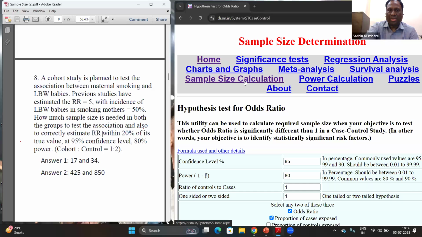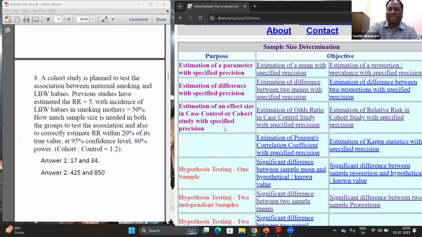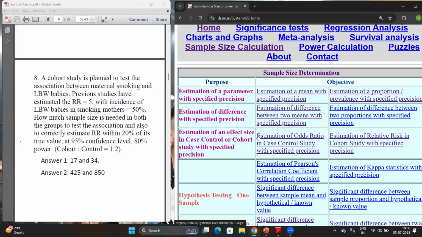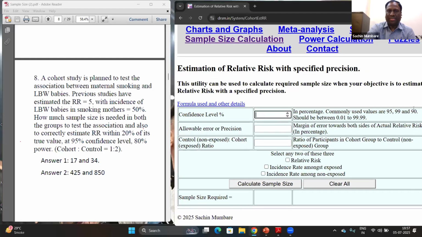Okay, so I'll click on sample size calculation. Now for estimation of sample size for my first objective, which is to correctly estimate relative risk within 20% of its true value, which link should I use? Estimation of relative risk in cohort study with specified precision. I'll click here and put the values.